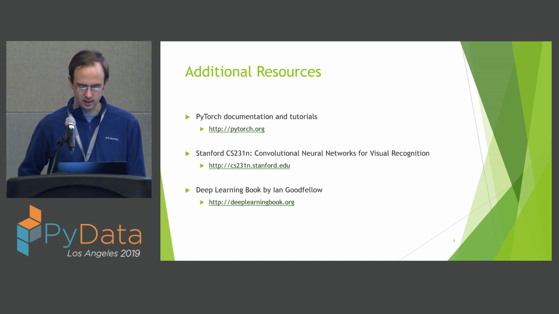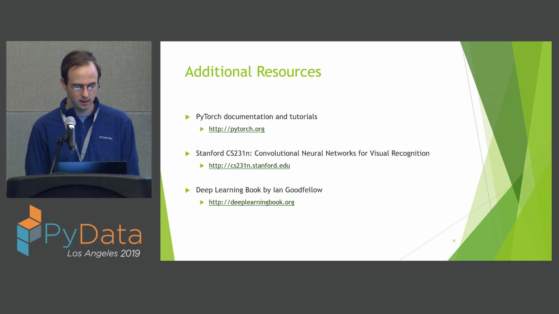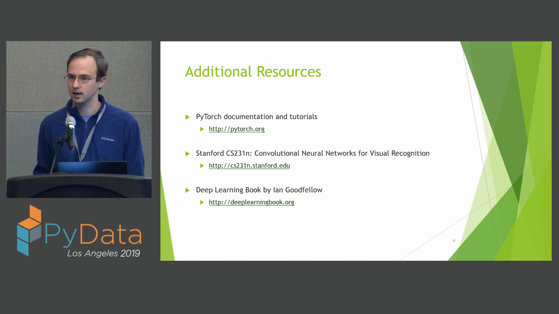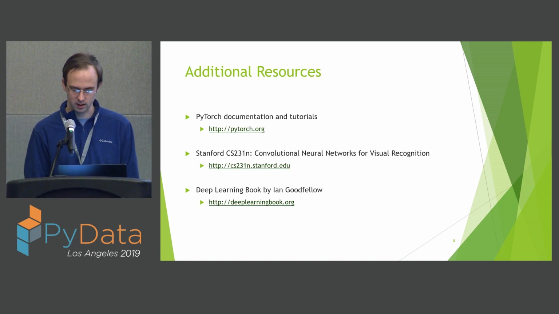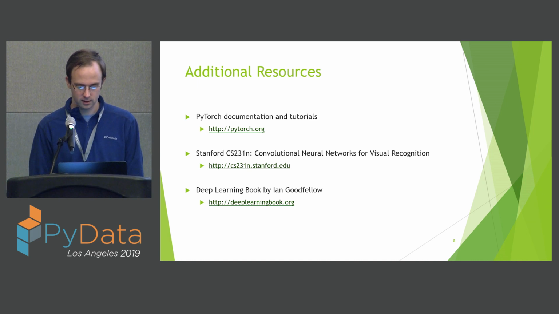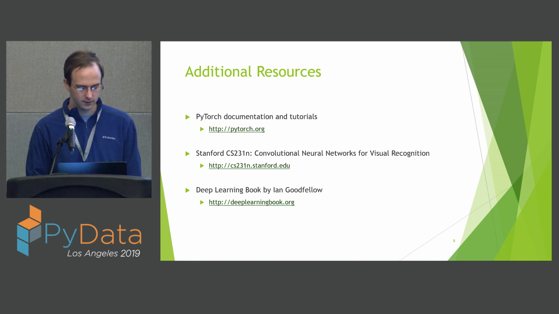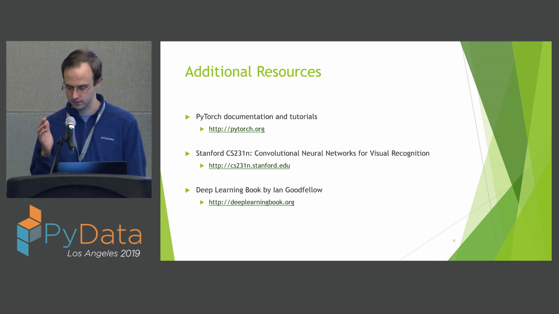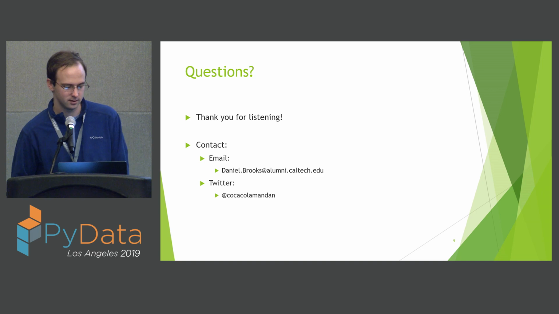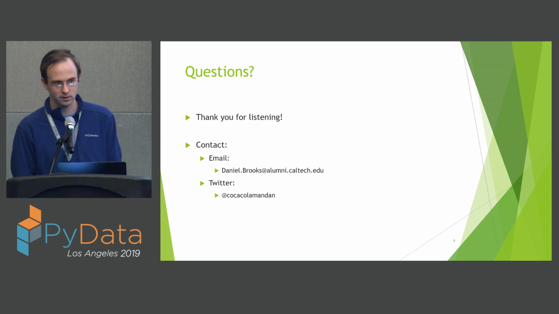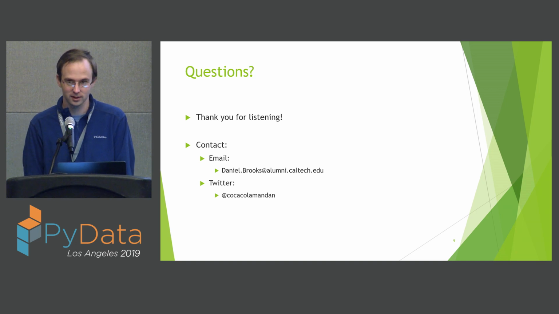Stanford has a really good course on CNNs and visual recognition. It's free, it's online, their lecture notes and syllabus are really useful. They go in depth into the linear algebra of everything. So if you're looking for a one-semester-long explanation, I'd recommend that. And if you're interested in the details of deep learning, I'd recommend the Deep Learning book by Ian Goodfellow. There are a couple of chapters on computer vision as well. So that's it for my presentation. Thank you for listening. And if there are any questions, I'd be happy to take them.